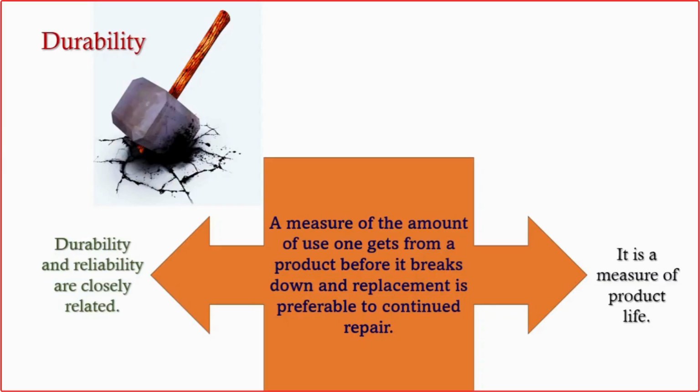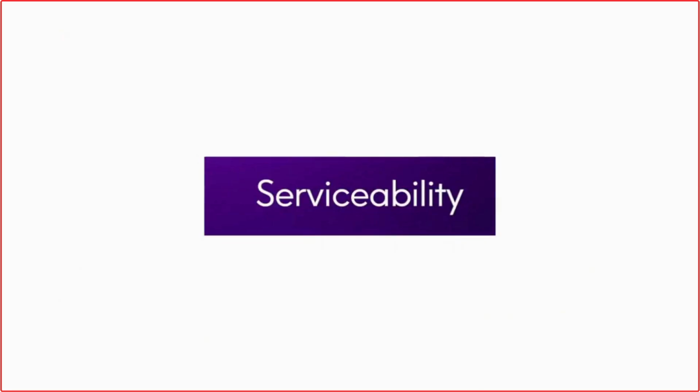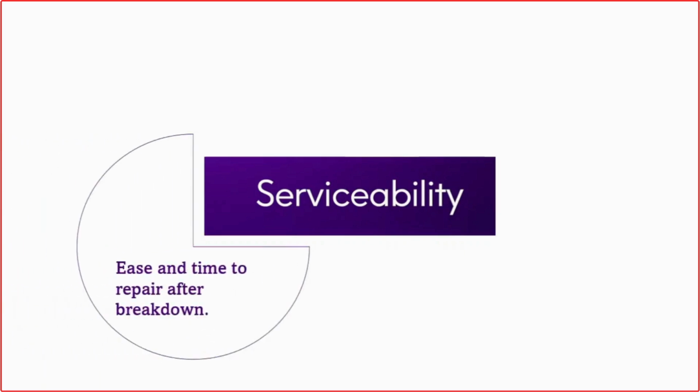That was your fourth dimension of quality. Now come to the next one, and what is that? The serviceability. Every user, when he or she wants to purchase any product, is expecting some kind of serviceability, because if something happens to their product, they have to go to a service station for repairing. So what does serviceability mean here? Ease and time to repair after breakdown.